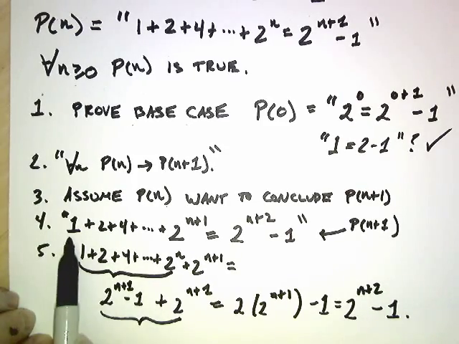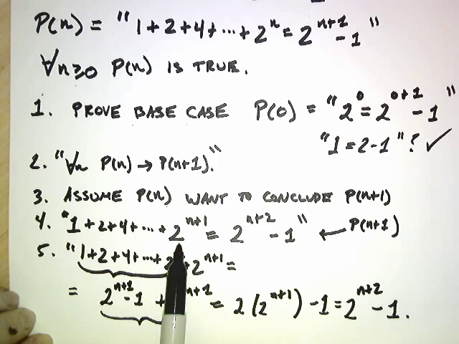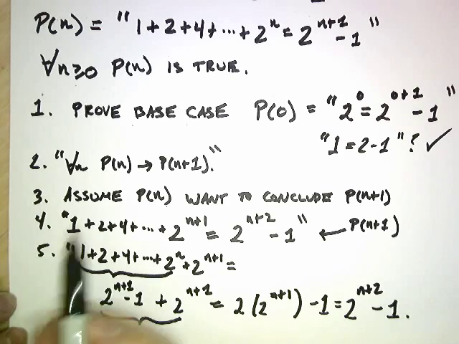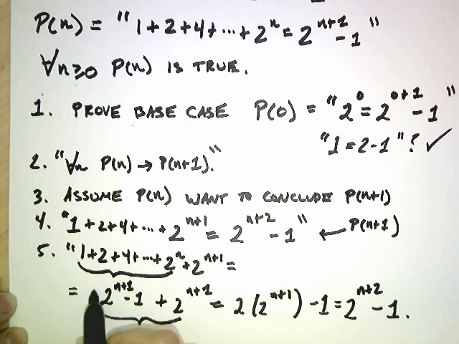So we've taken the sum of the first n+1 terms, we've shown that they're equal to 2^(n+2) - 1, but wait, that's exactly what we wanted to prove. That's P(n+1). And we did it by assuming that P(n) was true in this step right here. That completes the inductive proof. If this is confusing, I suggest you rewind the video a little bit and follow along again.